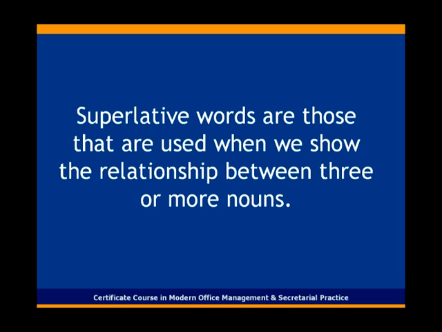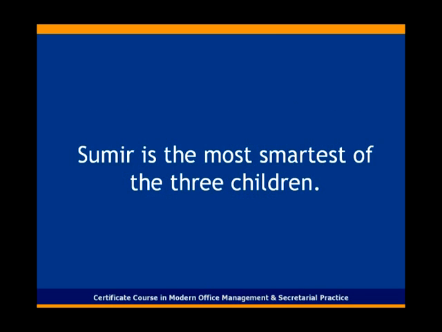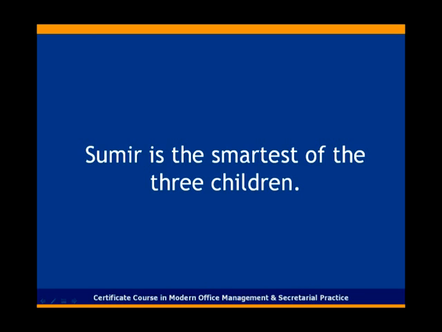Superlative words are those that are used when we show the relationship between three or more nouns. A common mistake that people make when using superlatives is given by the following example. Sumer is the most smartest of the three children. This sentence is incorrect as the word most is not supposed to be used before a word that has the suffix est, as the est suffix means most. The correct sentence is Sumer is the smartest of the three children.